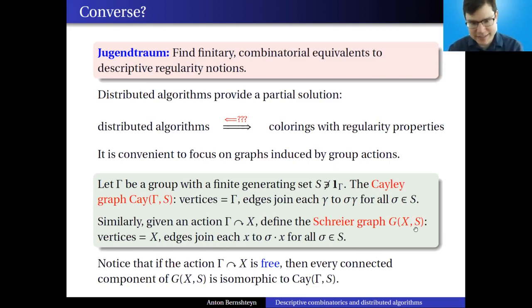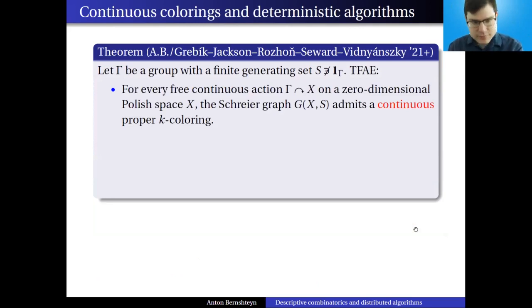So in this setting, the following equivalence is true, and this is a result due to myself and independently Gao, Jackson, Rozhoň, Seward, and Vidnyánszky. A preprint will be appearing on the arXiv soon, hopefully. So this is our setting. We have a group with a finite generating set. Then what we're going to do is look at continuous colorings of Schreier graphs.